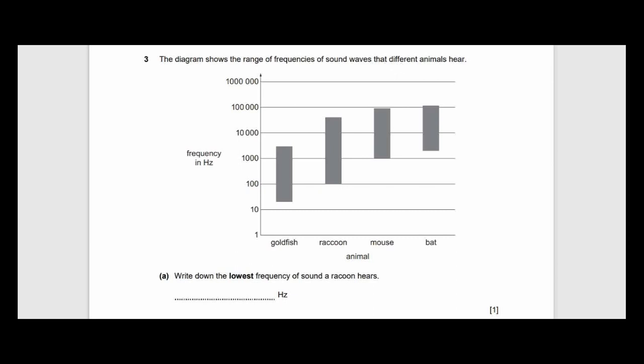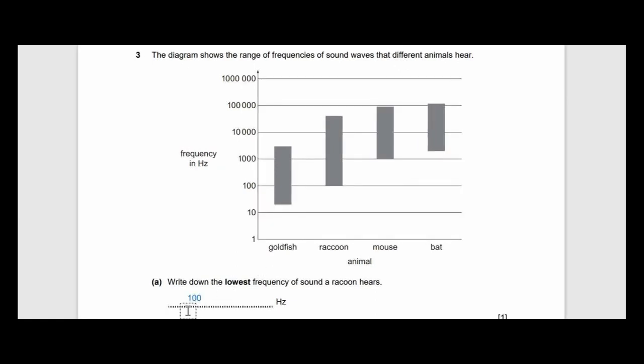Alright, let's open up the answer. So the answer is 100 Hertz. The raccoon is here. We draw a line to the frequency axis, and it is 100. Now let's move on to the next number.